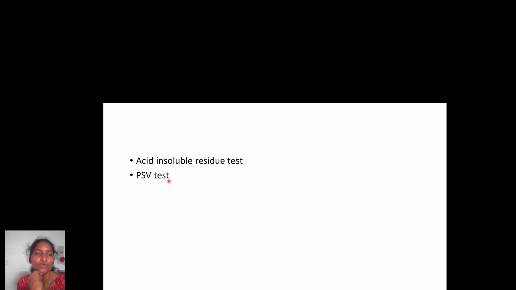And the polishing stone value test is, we have the apparatus to determine this, so that the skid resistance of the aggregates can be determined in the laboratory.